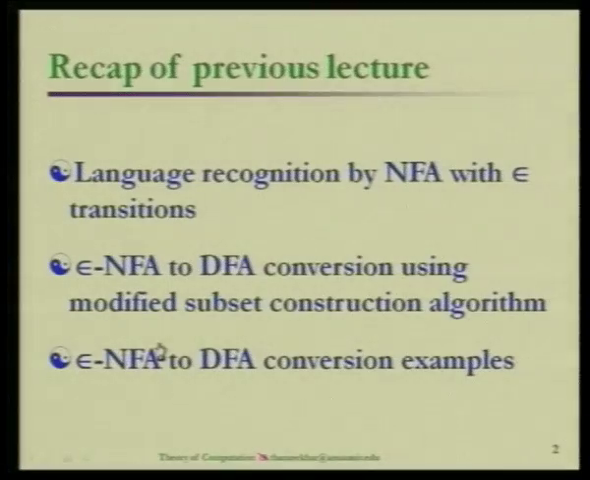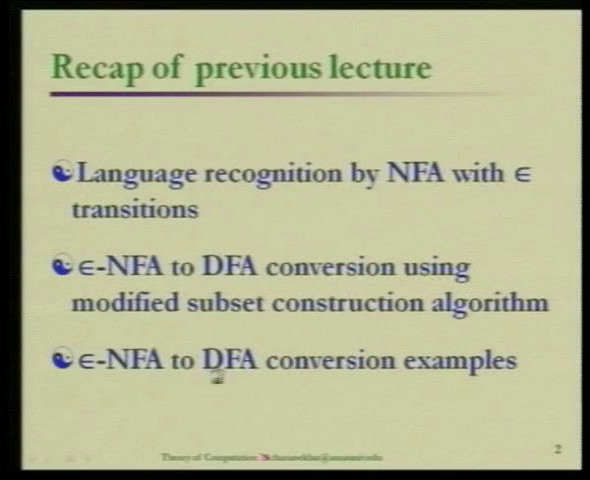We have seen a modified subset construction algorithm that will convert the given epsilon NFA into its equivalent deterministic finite automata, so that the language recognition will become deterministic. That is the second one we have seen in the previous lecture. And the third one is, we have seen some examples where we are given an epsilon NFA, and by using the modified subset construction algorithm, we transform it into its equivalent deterministic finite automata.